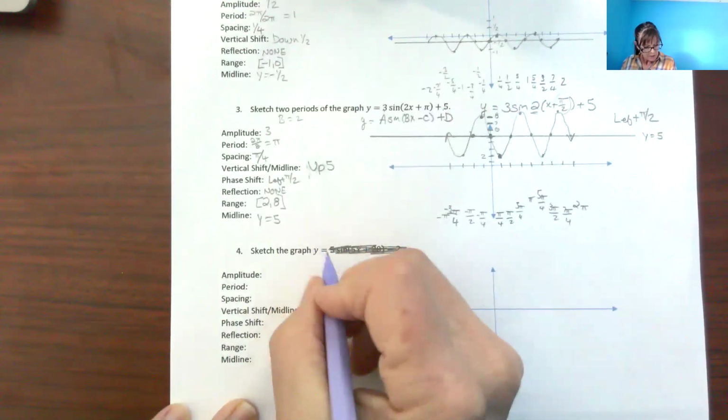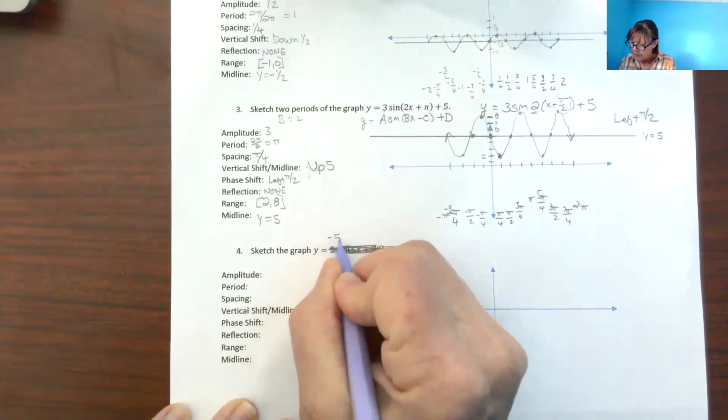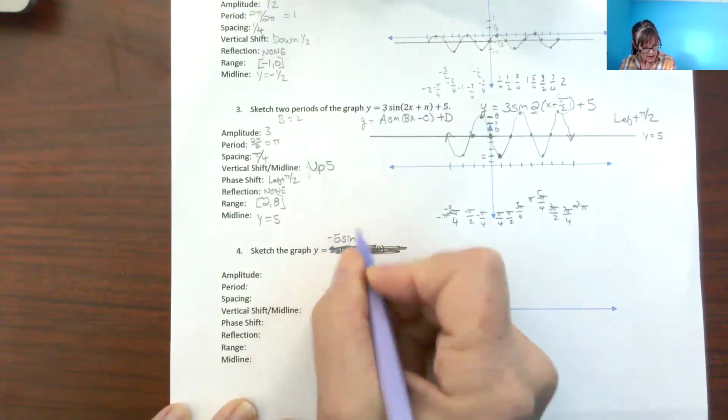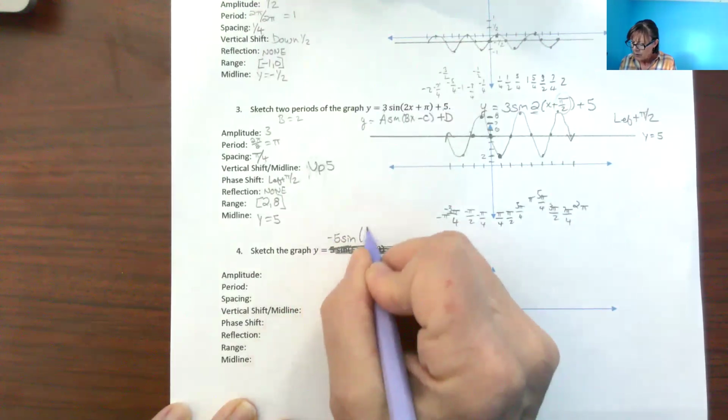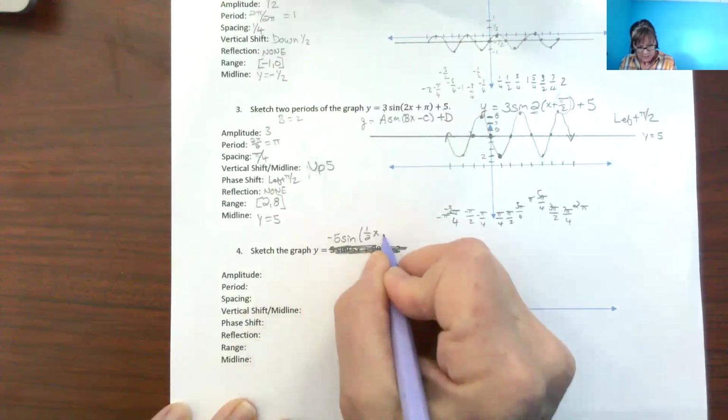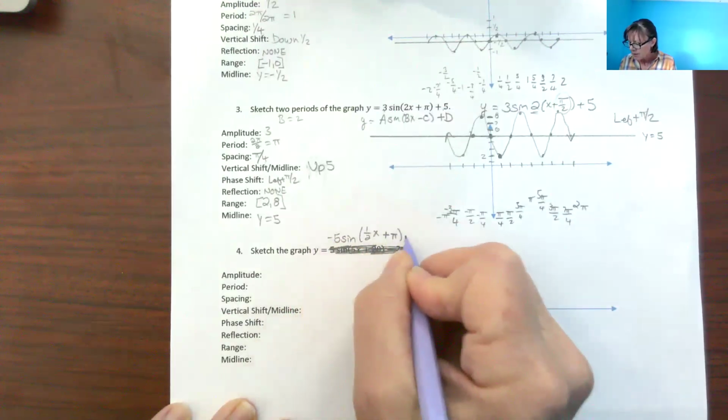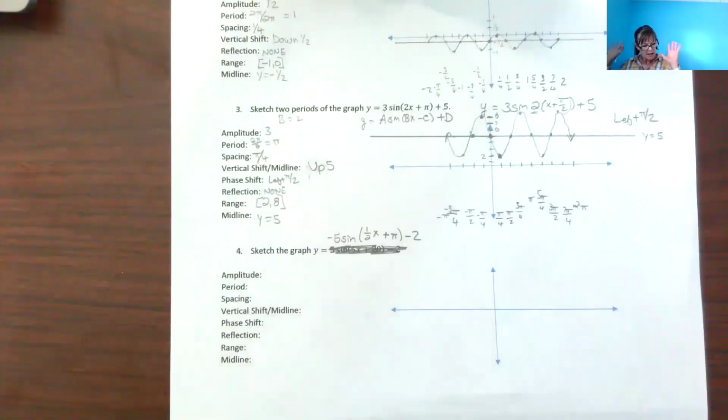Y is equal to -5 sine of 1/2 x plus pi minus 2. So this has got a lot going on with it as well.